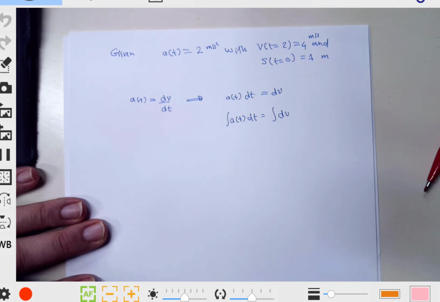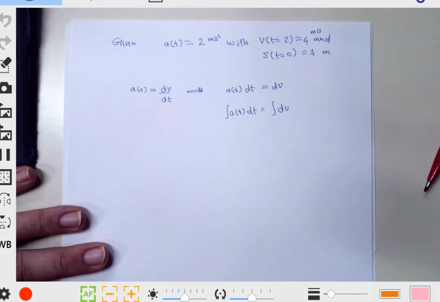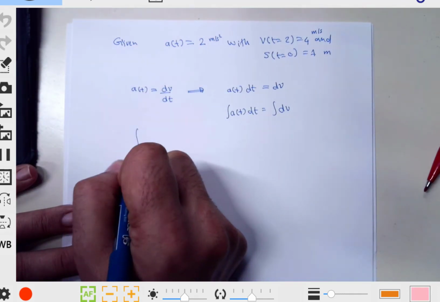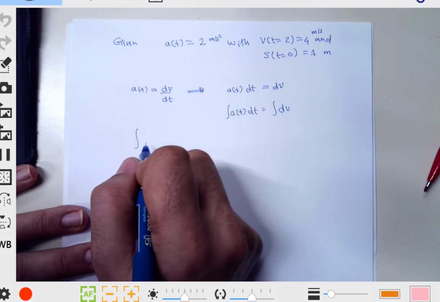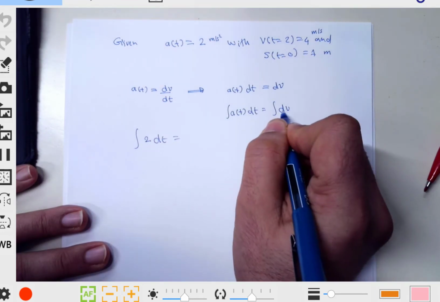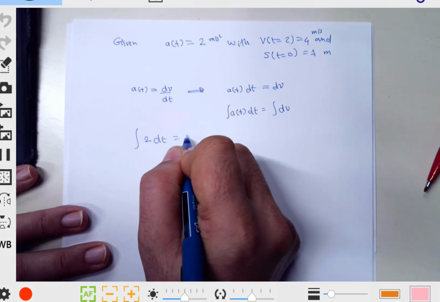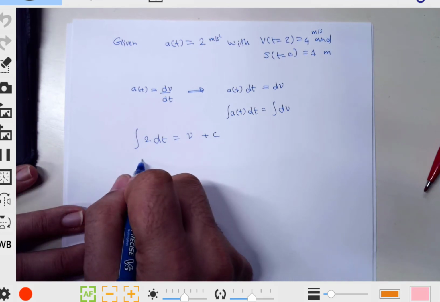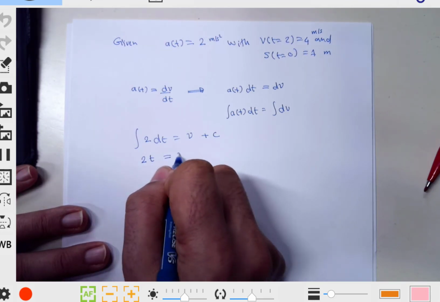Now the integration, this is definite integration, which I'm okay with. Let me first do this integration as I don't know the initial conditions. So it will be a matter of later substituting these initial conditions, which I know here. So I'm given a of t. A of t here is 2, dt equals integration of 1, this is equal to v, right, plus c. This is 2t equals v plus c.